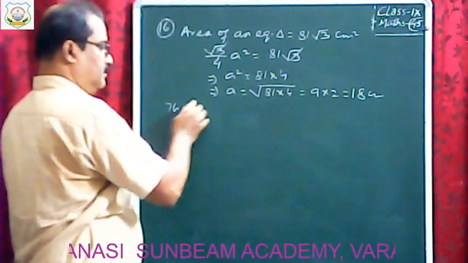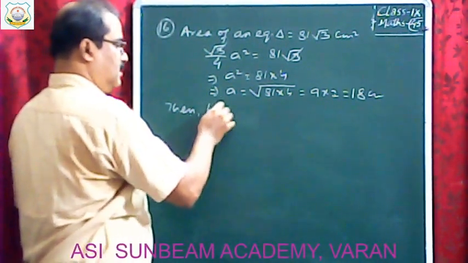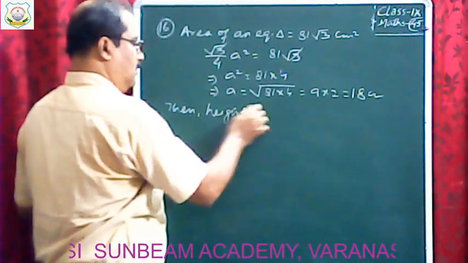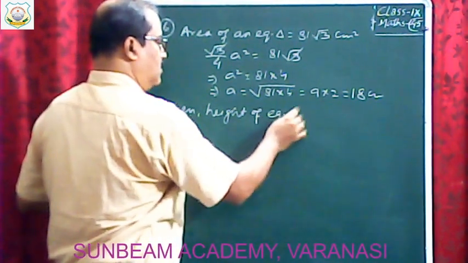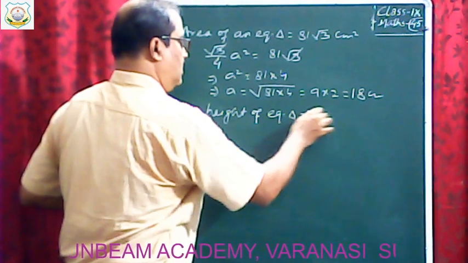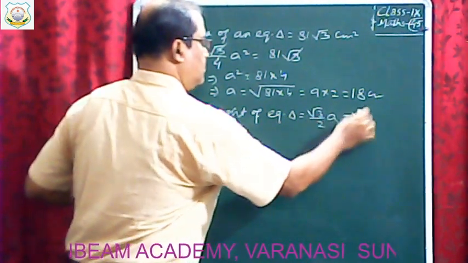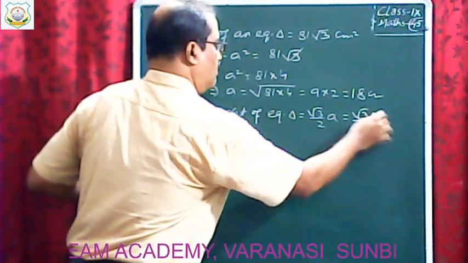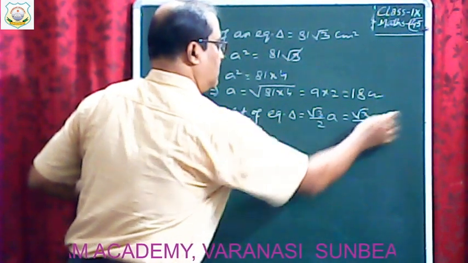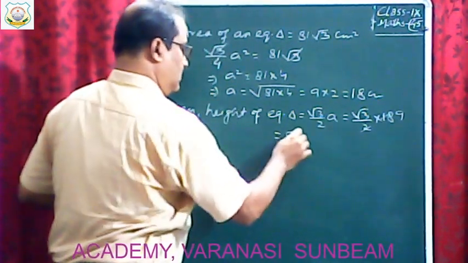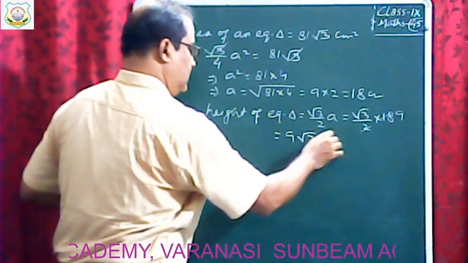So then the height of the equilateral triangle is square root 3 upon 2 A, means square root 3 upon 2 into 18, to 9. We get 9 square root 3 centimeter.